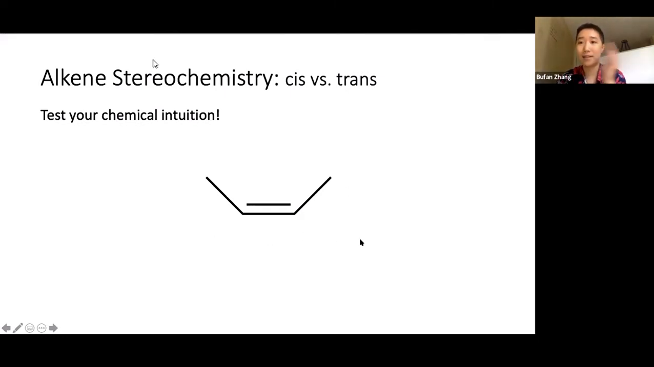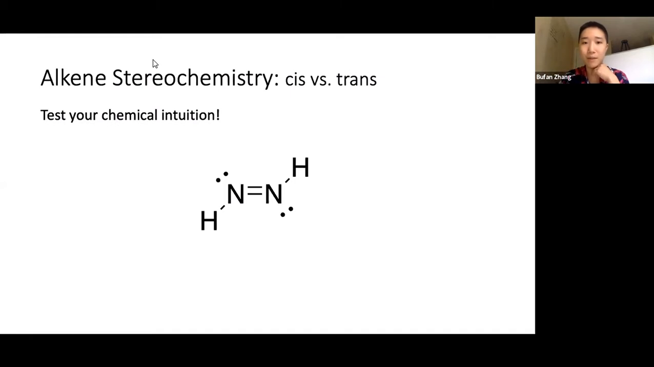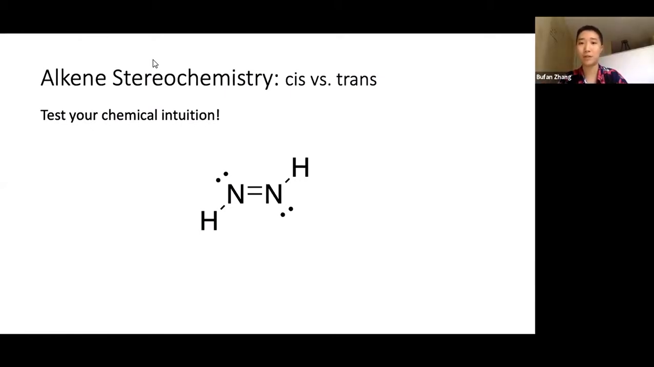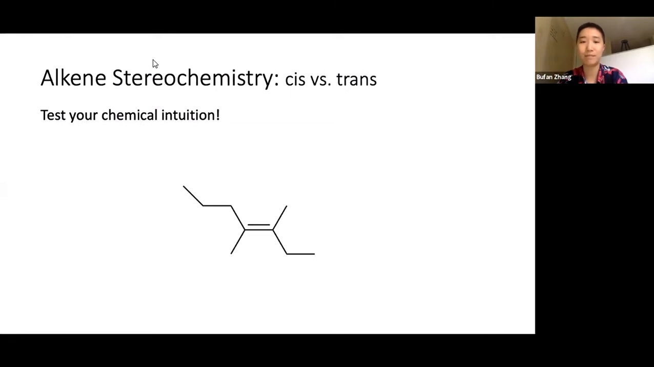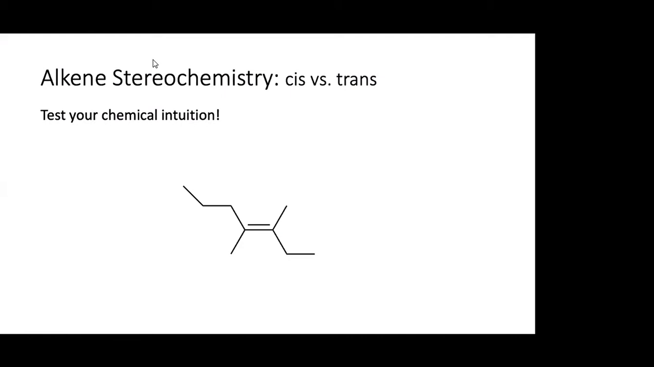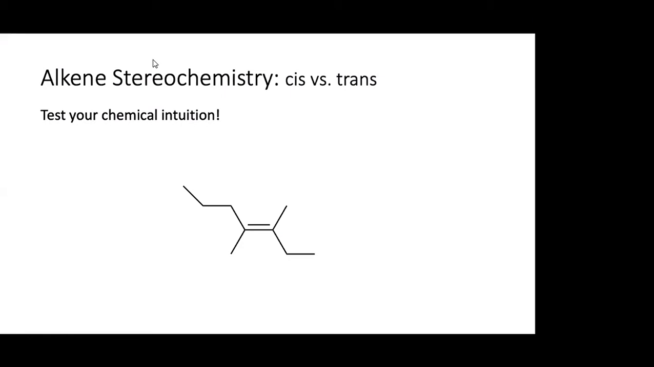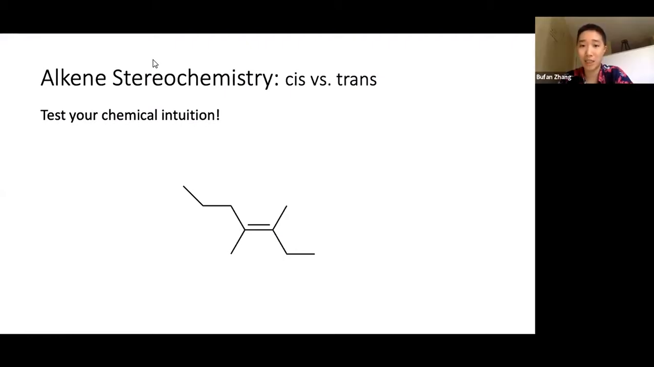See, you know what cis means now. It literally means the things are pointing to the same direction. What about this? Cis or trans? This would be trans, right? Because the two groups, two H's, are pointing at opposite directions. What about this? This is also trans, right? Because their two longer alkyl chains are pointing opposite directions. So there you go. I don't even have to teach you what cis versus trans means. You already know. And cis versus trans works for simple alkenes.